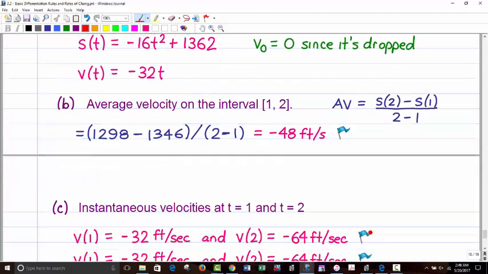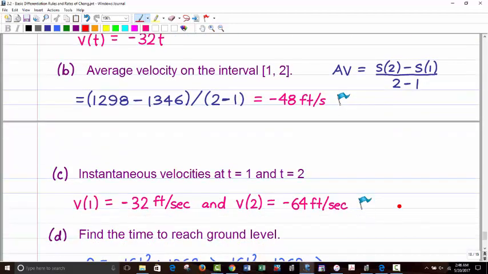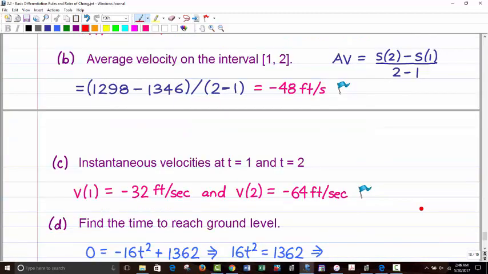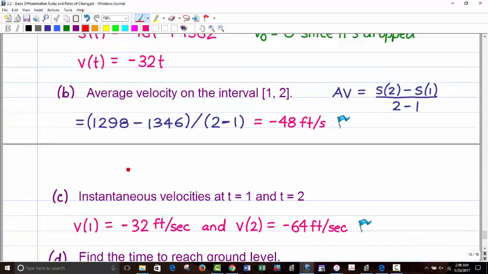Alrighty. Now, what are the instantaneous velocities at t equals 1 and t equals 2? Now, this will be the derivative. So we will put in 1 in the negative 32t, which is negative 32 feet per second. When you put in 2, it's negative 64 feet per second. Negative 32 times 2.